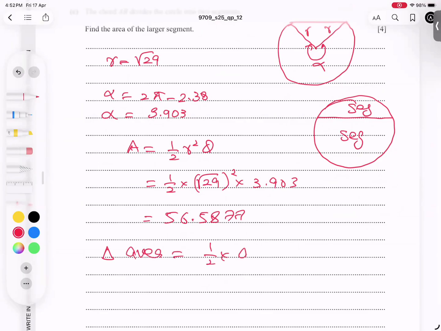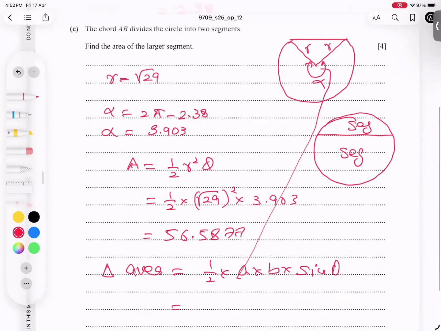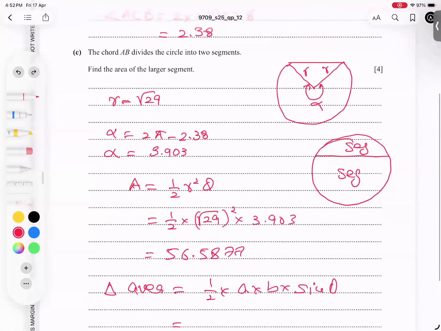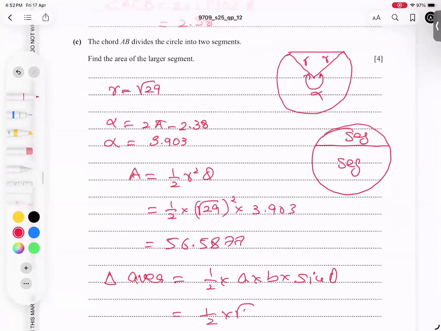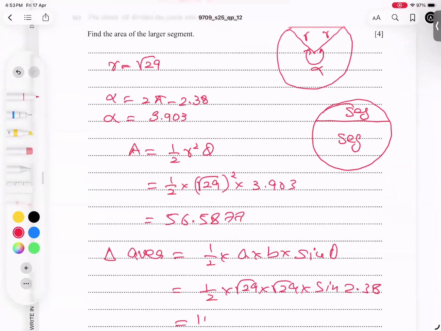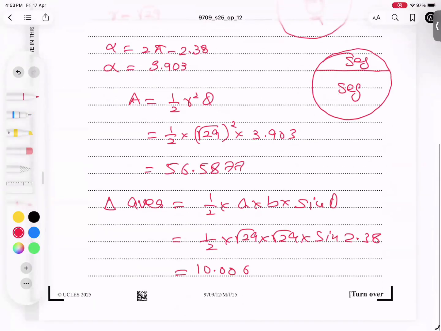Half into A into B into sine theta. But this time I will not use this angle. I will use the upper angle, which is 2.38. So half into root 29 into root 29 into sine of 2.38, which I'm going to calculate now. So half into 29 times sine of 2.38, the value coming is 10.006.